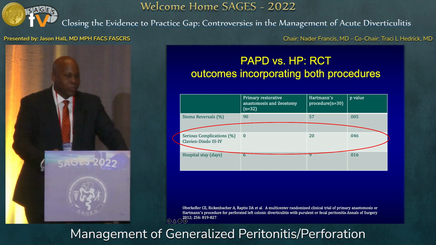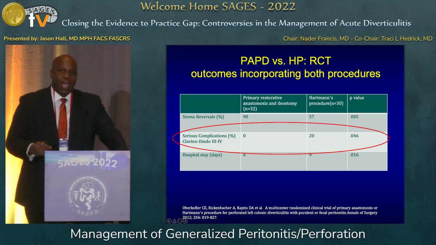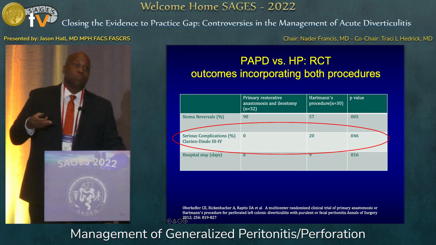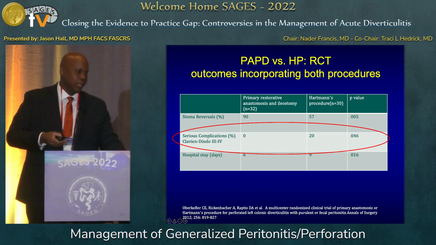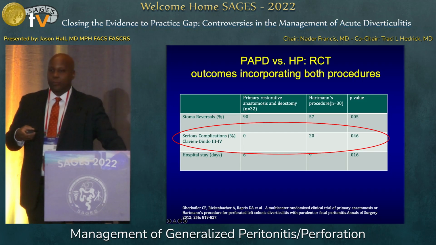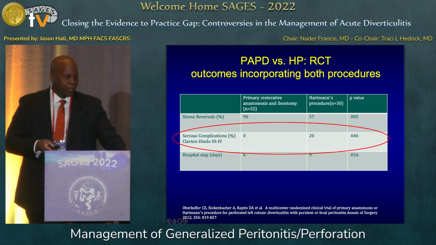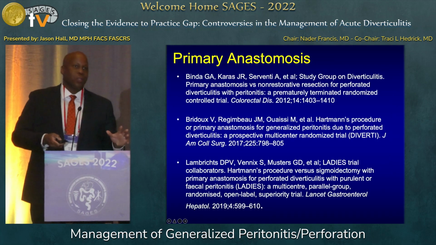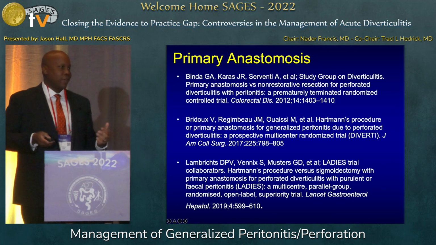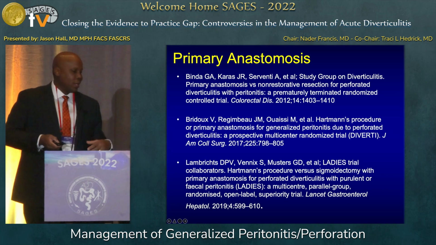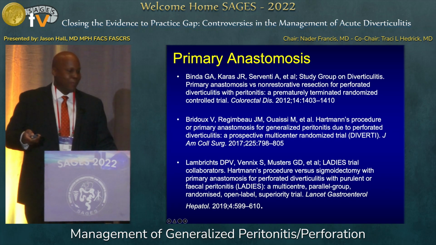The stoma reversals were way higher in the anastomosis and ileostomy group, 90 versus 57%. So a lot more of those patients got reversed, and the complication rate was much lower in the anastomosis group when compared to the Hartman. And so we have 4 other major RCTs, and you just have to trust me on this. You can read them. They all show the same pattern.